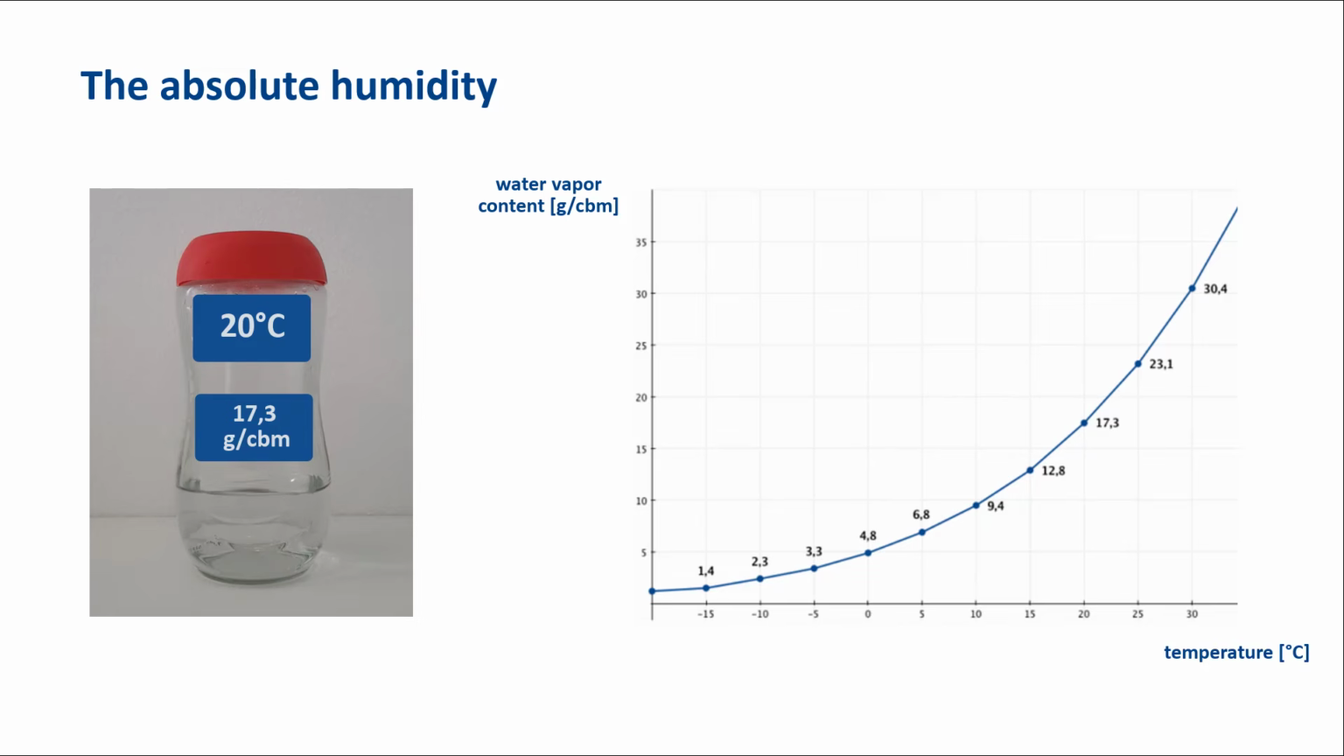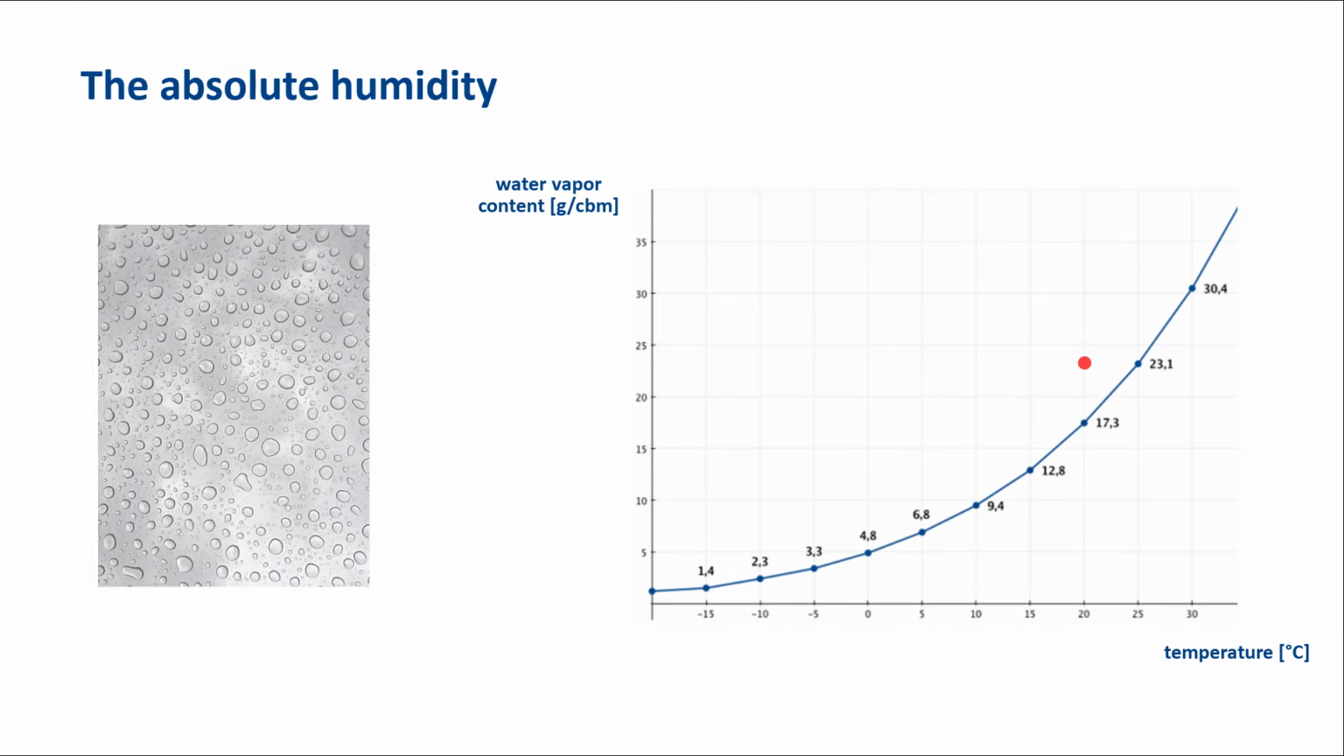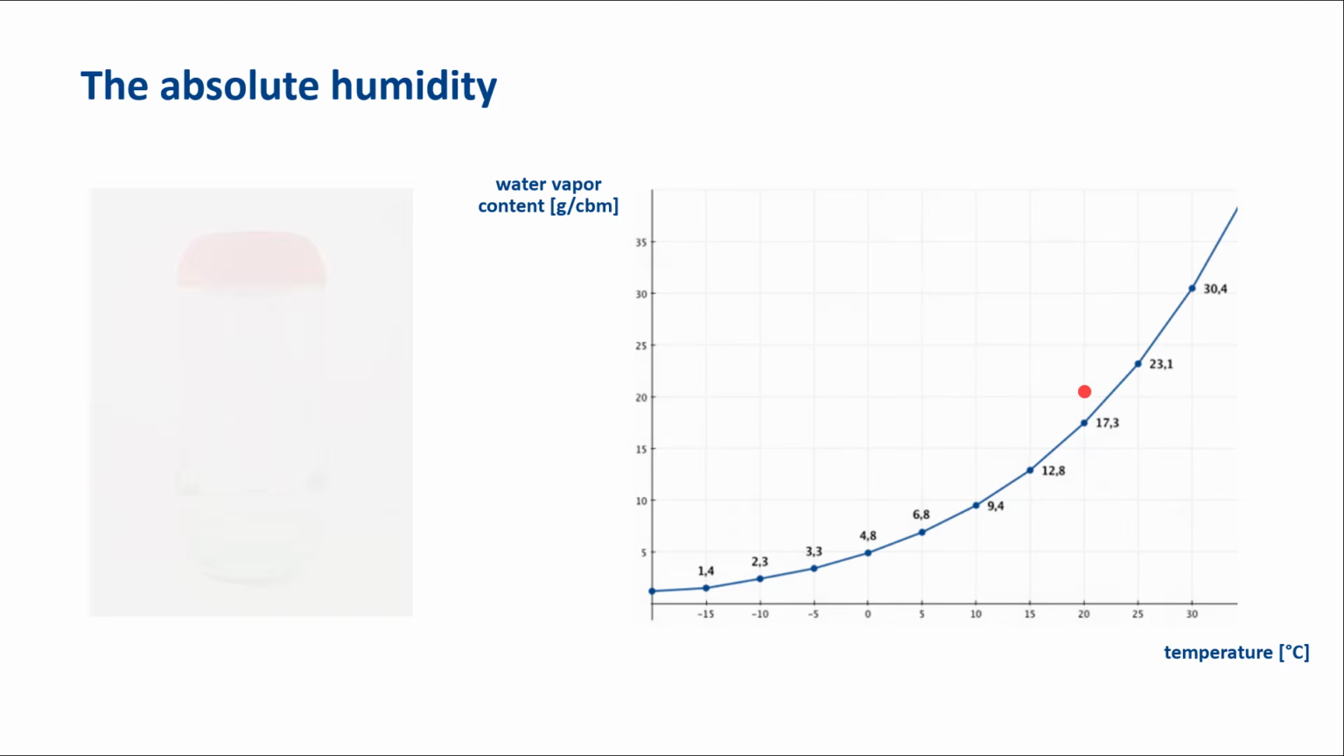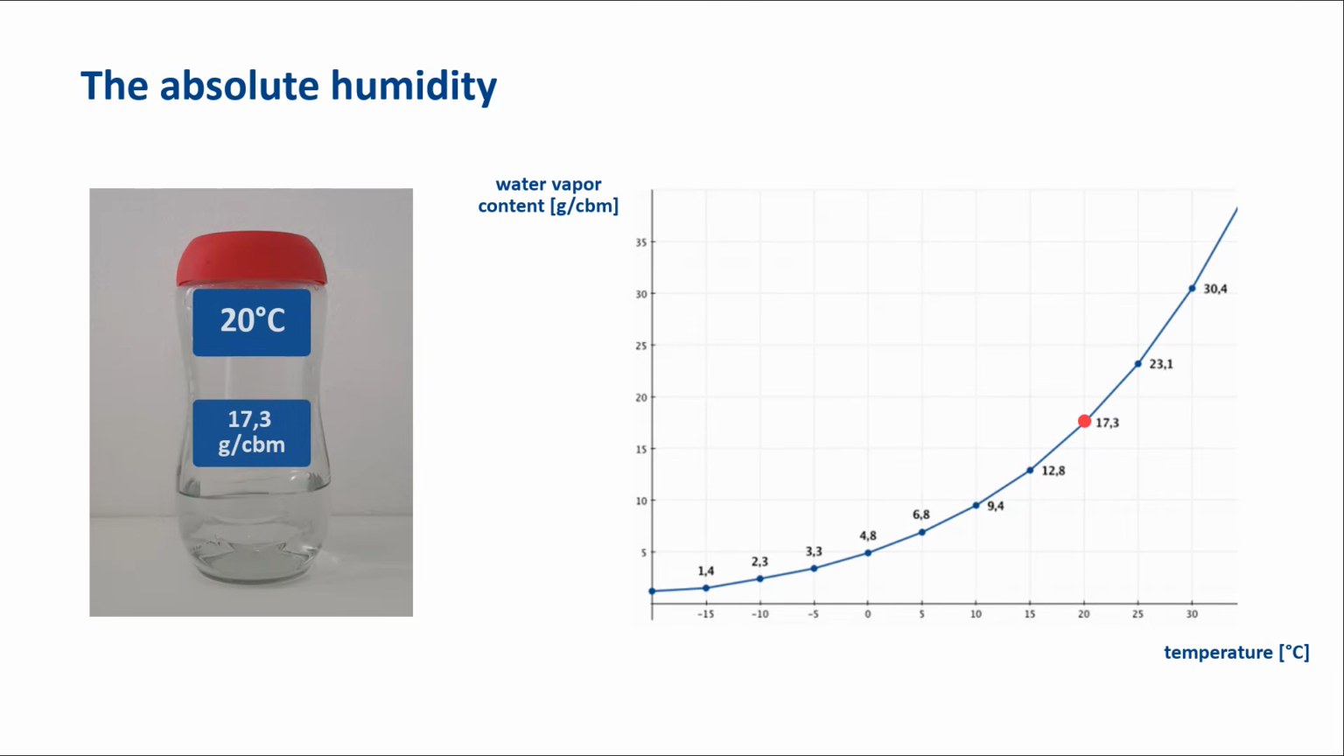For example, if the air volume is heated to 25 centigrade, the air can absorb more moisture. After the equalization processes, there will be 23.1 grams of vapor per cubic meter in the air. If the air is cooled down to 20 centigrade again, it is supersaturated. Part of the water vapor will condense and an absolute humidity of 17.3 grams per cubic meter will be reached again.